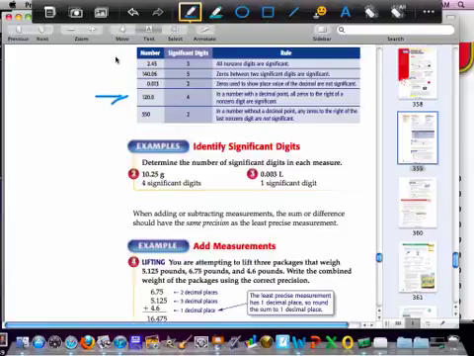Okay, let's take a look at this next one. How about ones that come at the end? So here we've got some zeros at the end of the number. Well, if those zeros come at the end and they're after the decimal, then they're significant. So I call them trailing zeros.